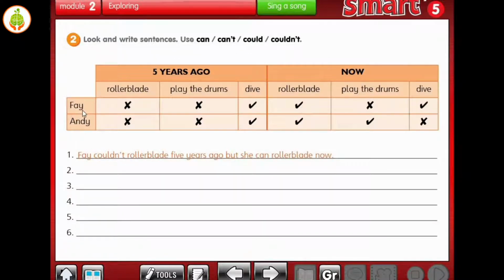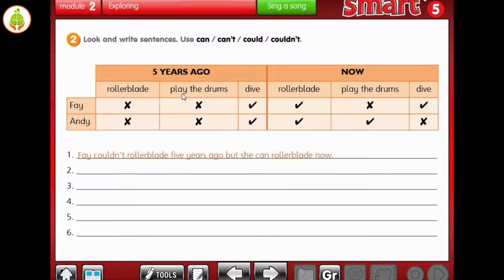Alright, so we have Faye and Andy. Rollerblade, play the drums, dive. 5 years ago and now. Okay, so Faye, 5 years ago. Faye couldn't rollerblade 5 years ago. But she can rollerblade now. We use can because it's in the present.